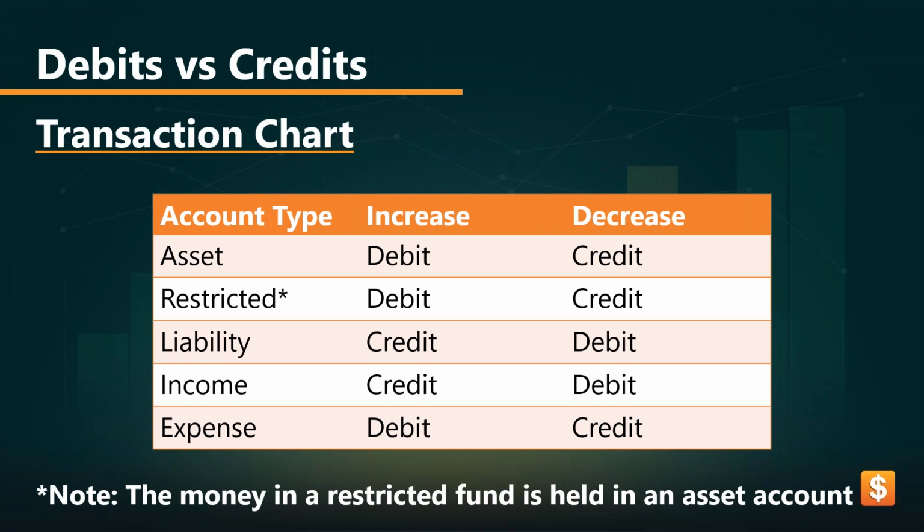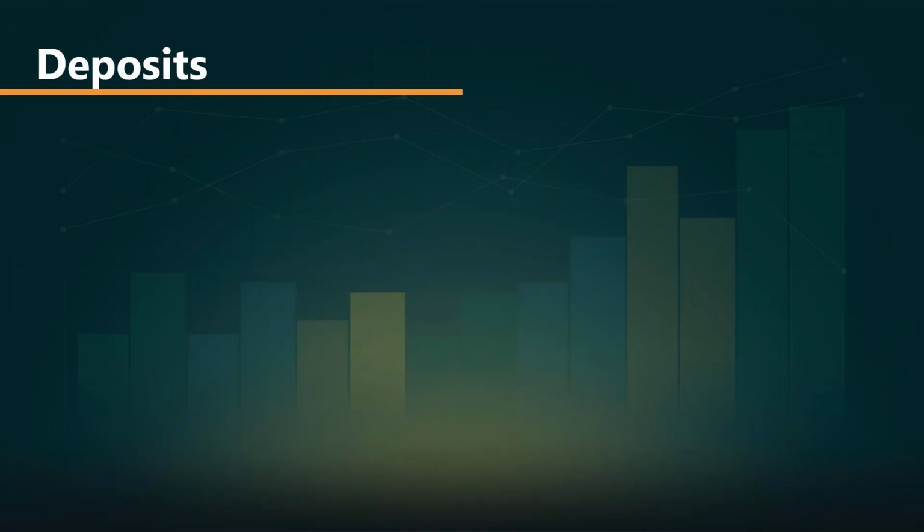We're actually going to be decreasing the balance of the checking account alongside decreasing the amount of the restricted fund when we write our transaction. So we'll show that here in just a moment. Okay, so deposits is going to be the very first transaction type.